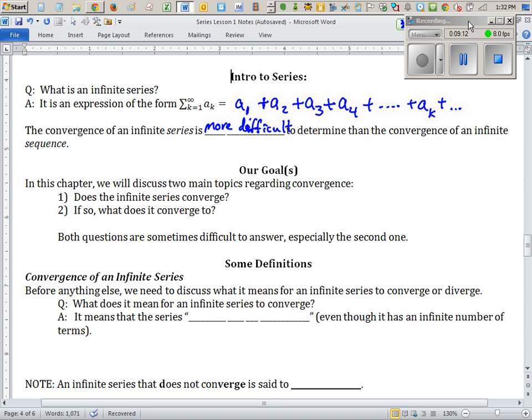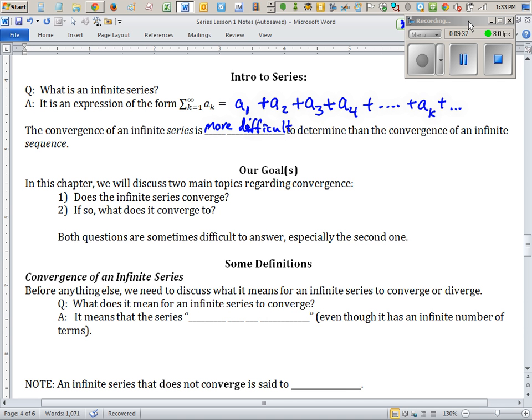Nothing we're going to do here is simple. In this chapter, we'll discuss 2 main topics regarding convergence. 1, does the series converge? That's an important question, and it's hard to answer sometimes. Second one, if it does converge, what does it converge to? That question is sometimes almost impossible to solve. So as often as we can, we'll try to answer only the first question.